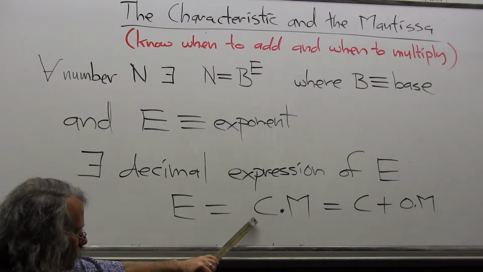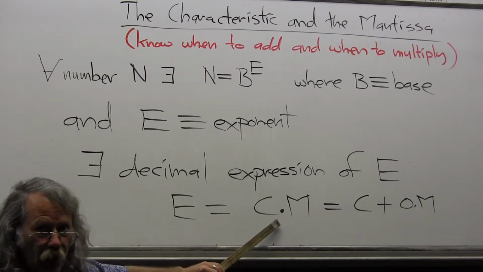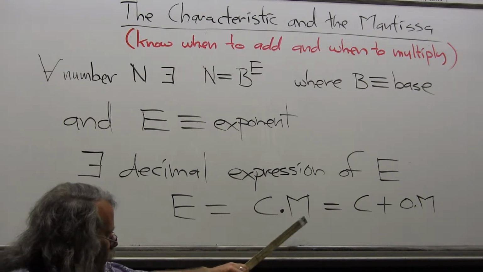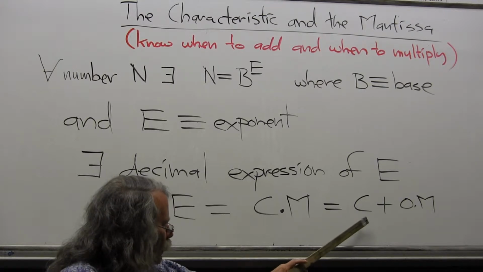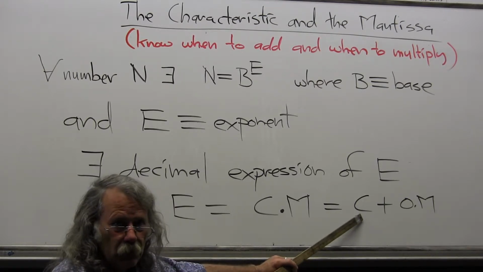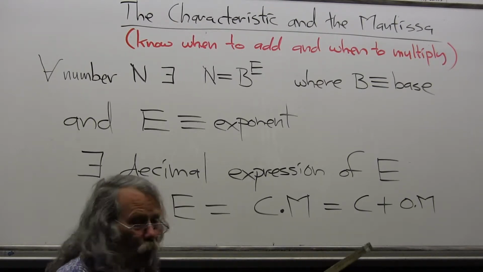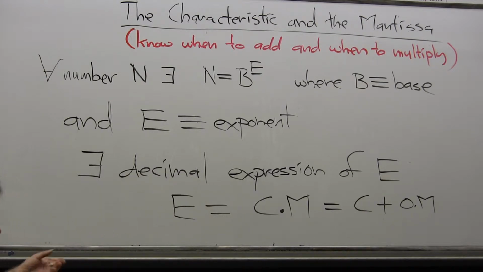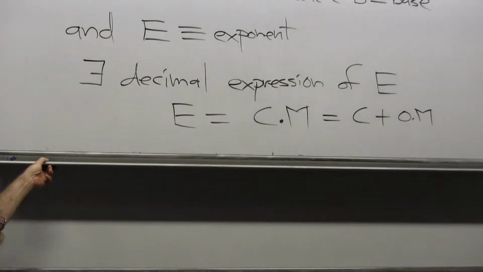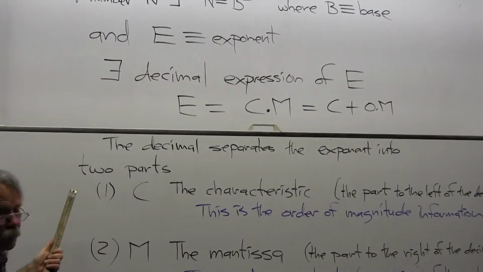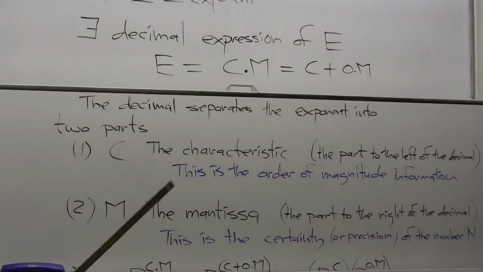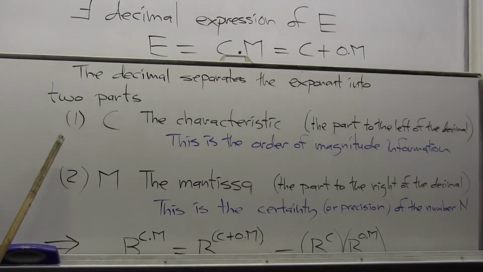And since it can be represented as a decimal number, the decimal is going to turn out to separate it into two terms which can be expressed as the sum of the part to the left of the decimal plus the part to the right of the decimal. So the key feature here is that the decimal separates the exponent into two parts.